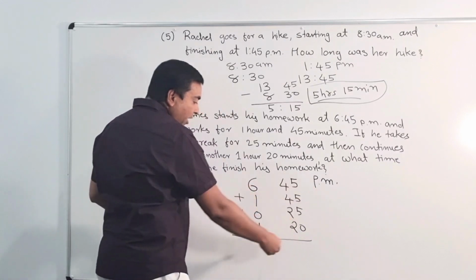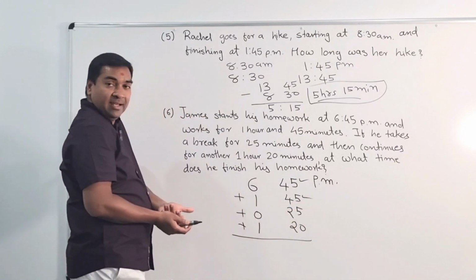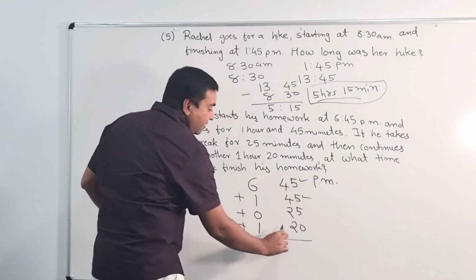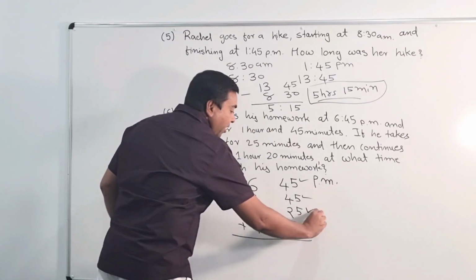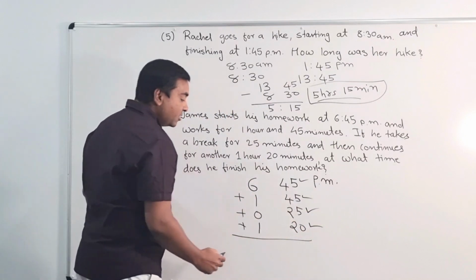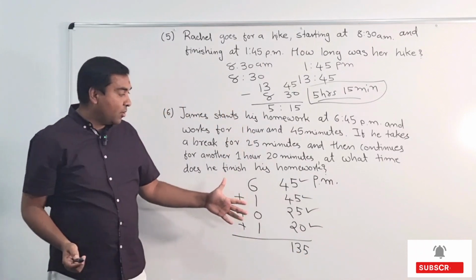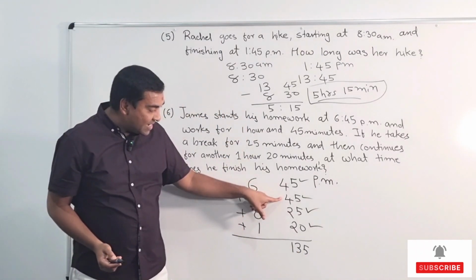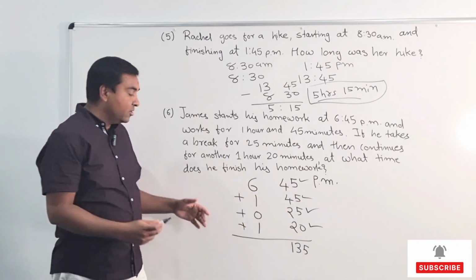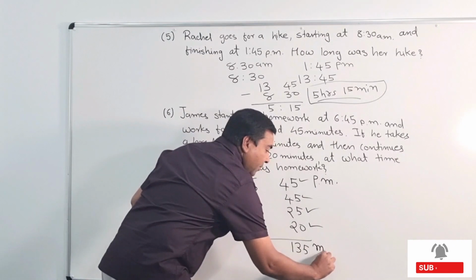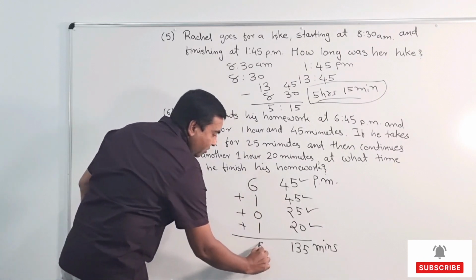So I'll just add up the minutes together. 45 plus 45, which is 90. I think that's quite easy. 90, and then I can add this 20. So this is going to be 110, and 110 plus 25 is going to be 135. I'll just double check so that we are not making any mistake. 45 plus 45, 90. 90 plus 20, 110. 110 plus 25 is 135. So 135 are the minutes. And here 6 plus 1, 7, 7 plus 1, 8. So 8 is the hours.